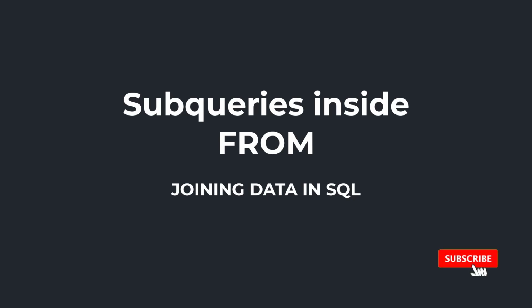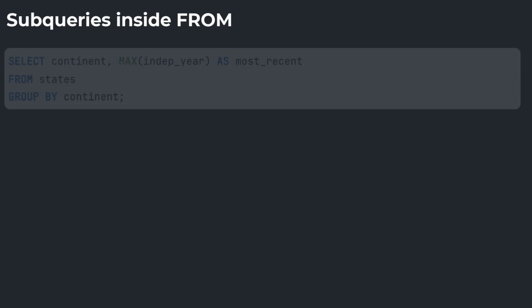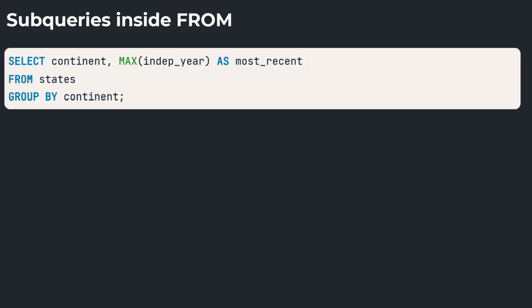The last type of subquery we'll cover is a query inside a FROM clause. Let's dig in. Let's say we are interested in all the continents with monarchs, along with the most recent country to gain independence in that continent. A starting SQL query to pull all the most recent independence years by continent is shown.